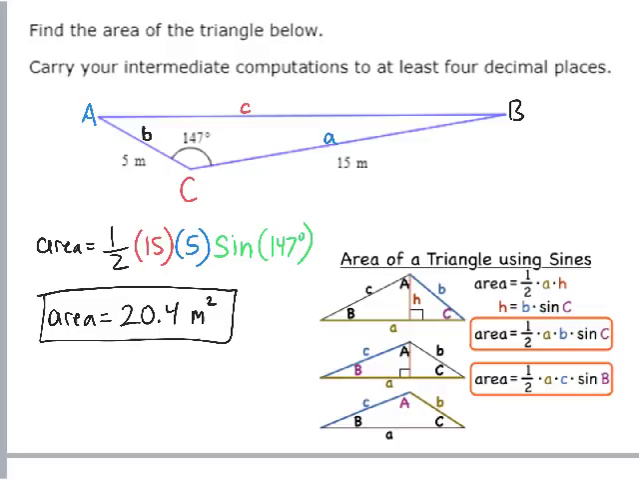Now, it was nice that they gave us exactly what we needed. What would have happened if they didn't give you exactly what you needed? What you'd have to do is use law of sines and cosines to find missing sides and angles that you need to do this. And that happens. So be careful. If they don't give you the sides and the angle you need, you have to use law of sines and cosines to find them. And then you can plug it in to find the area of a non-right triangle.